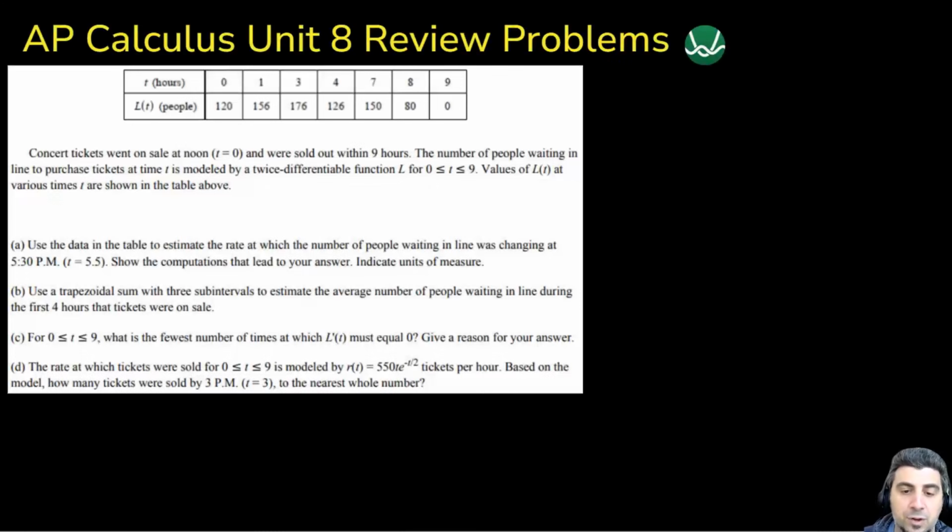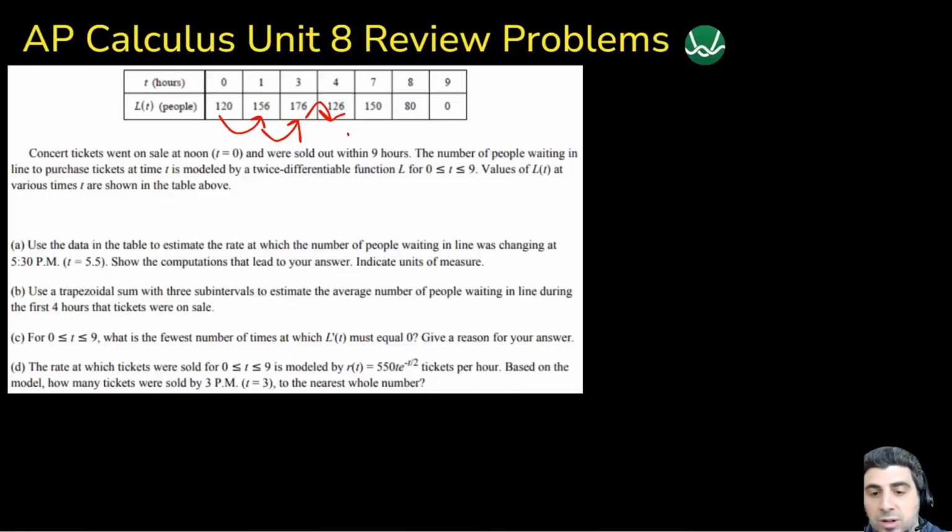For 0 to 9, what is the fewest number of times at which L prime must equal 0? Give a reason for your answer. This is where the idea that the function is twice differentiable is going to come into play. L prime is going to be equal to 0 anytime the original function changes from decreasing to increasing or increasing to decreasing. So if you look at the values in the table, it goes 120, 156, so that's increasing, 176, that's increasing, and then back down to 126. So increase, increase, decrease.